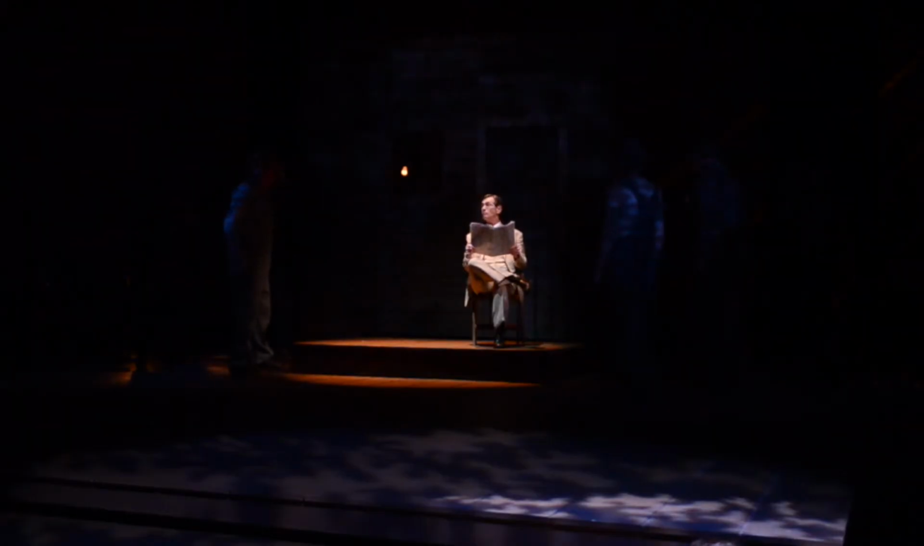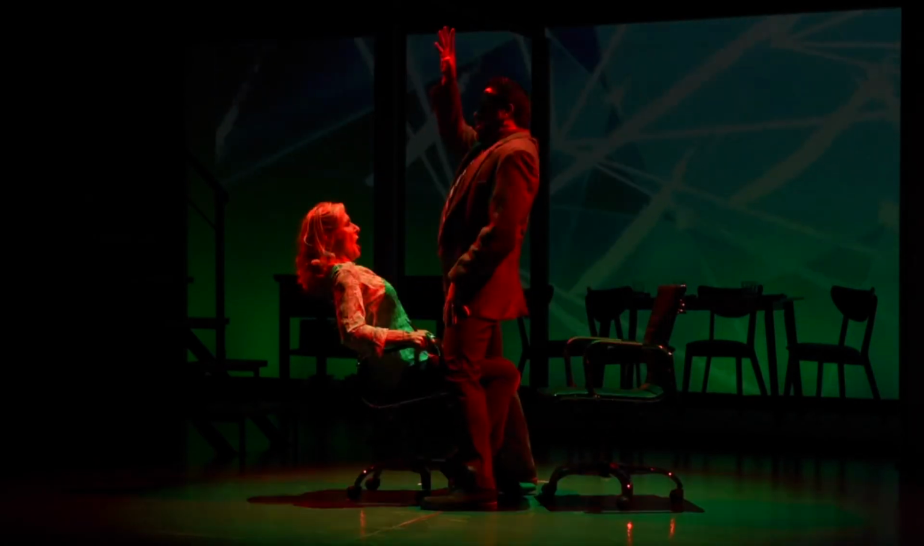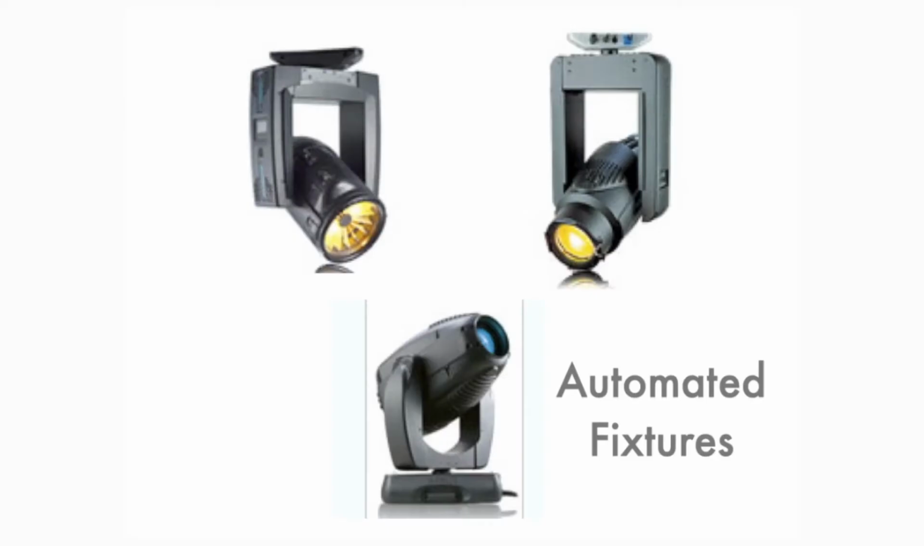Syracuse Stage also has some automated luminaires, which are like the rock and roll lights that you've seen, which can move left to right or upstage, downstage. They change colors. Sometimes they can even change patterns. And so we also use those in many of the shows, and they're controlled remotely from the lighting desk.